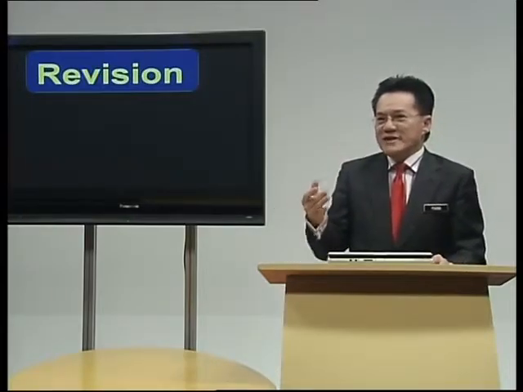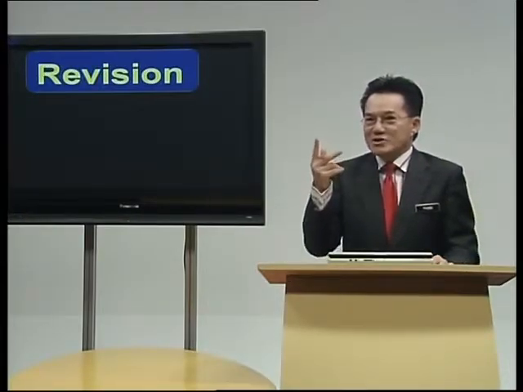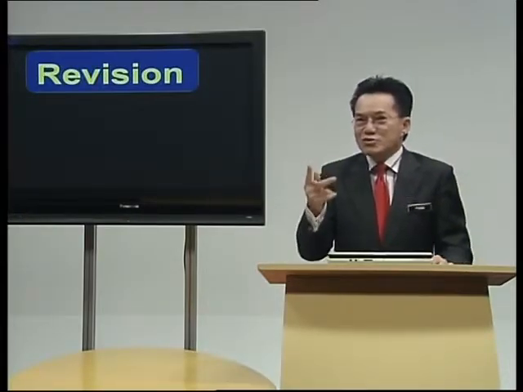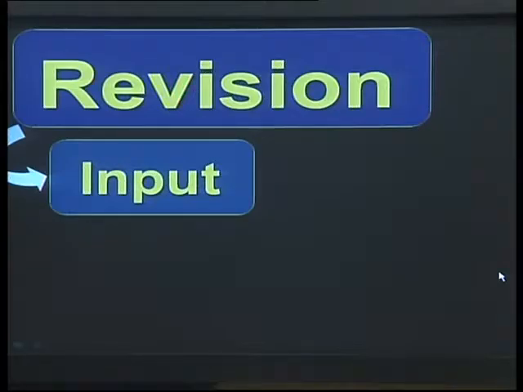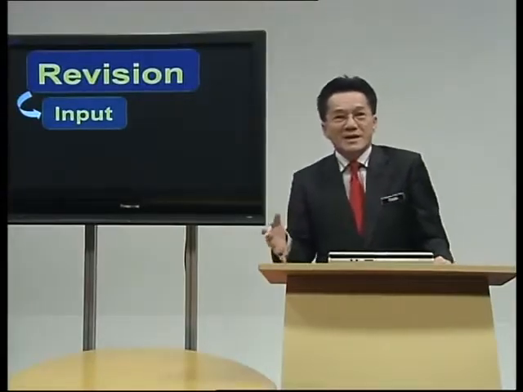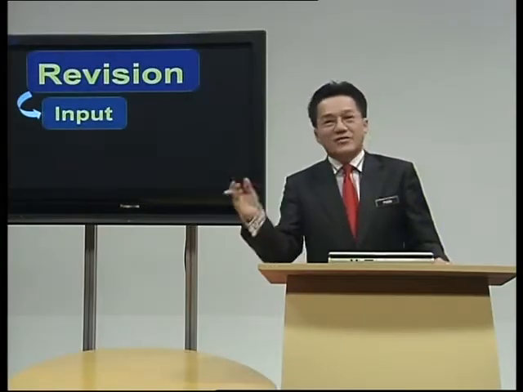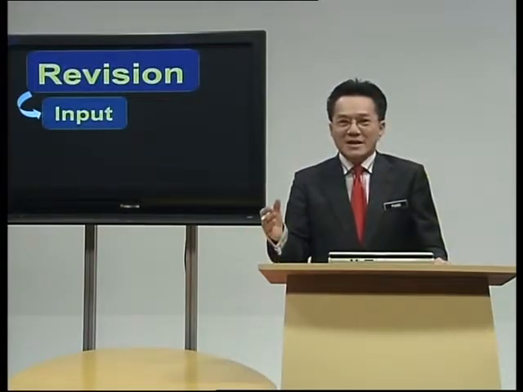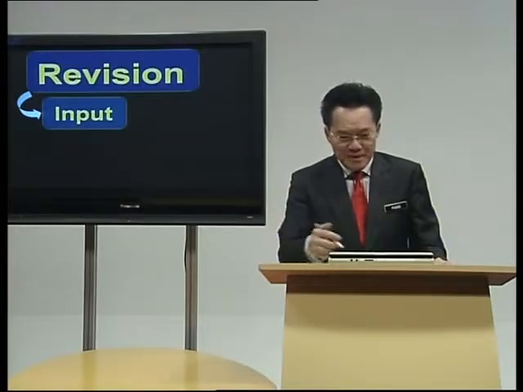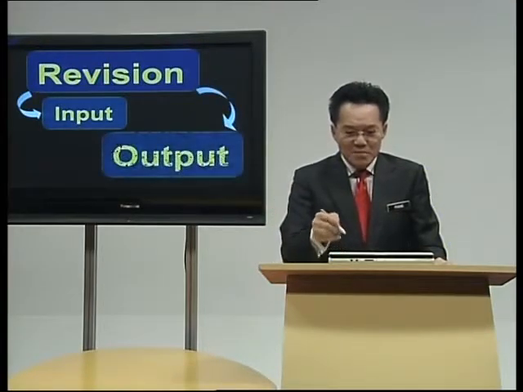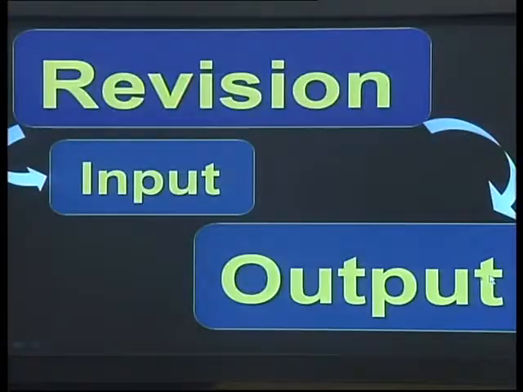So for revision in physics, basically there are two types of revision. One, I call it input revision, whereby a student would just be reading his books from page 1 to page 500, trying to read everything before the examination, and that spells disaster. The more effective way of revision is what we call output revision.